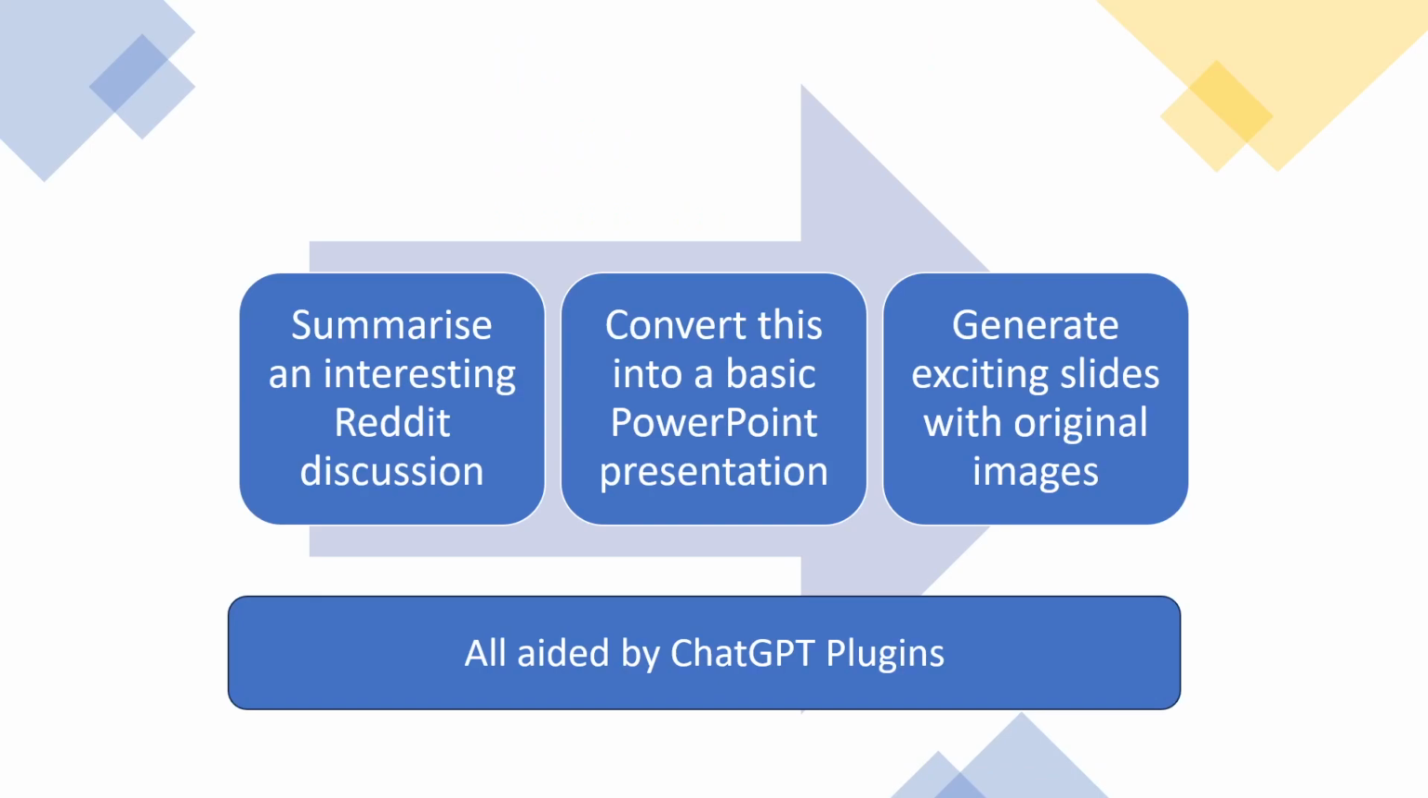So what have we done here? We've chosen a discussion on Reddit. You don't have to use Reddit. You could use other sites. You could even paste text in, summarize your own academic papers, your own blog posts, whatever it might be. There, we've turned these into bullet points for slides. We've then converted this into a basic PowerPoint presentation. It wasn't particularly exciting looking, but then we've created images.